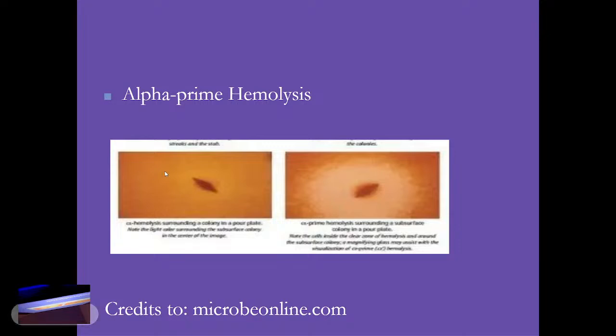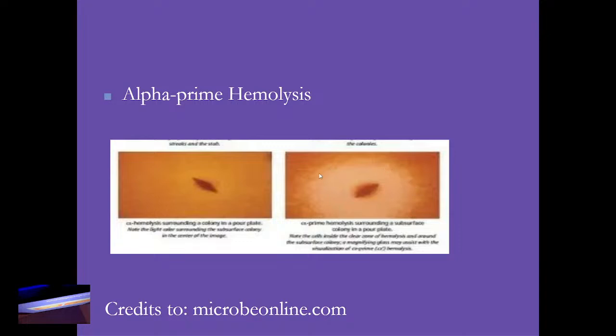Green, yung medyo greenish na side or yung may yellow-green tinge, yan yung classic alpha hemolytic pattern. Okay, the one on the right is the same thing, but near the colonies, yung colony natin yung parang little slit na yan.